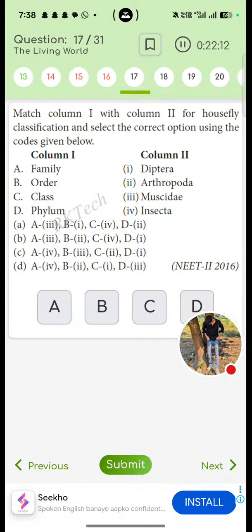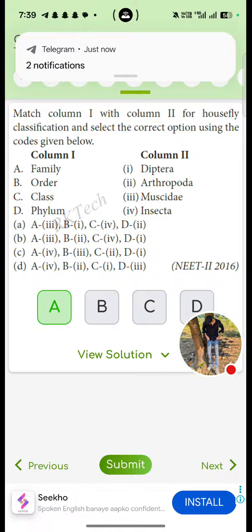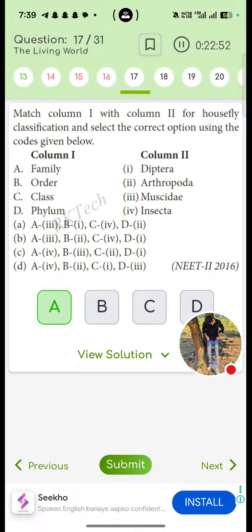Next. Match column 1 and 2 for housefly classification using family, order, class, phylum. Housefly: phylum Arthropoda. Option A. Family Muscidae. Houseflies belong to the family Muscidae, order Diptera, class Insecta, phylum Arthropoda.